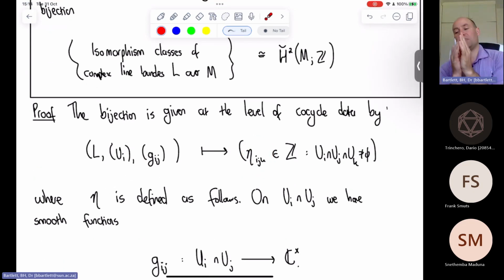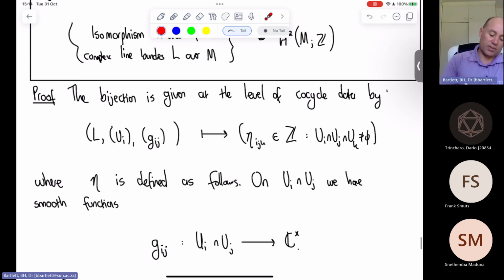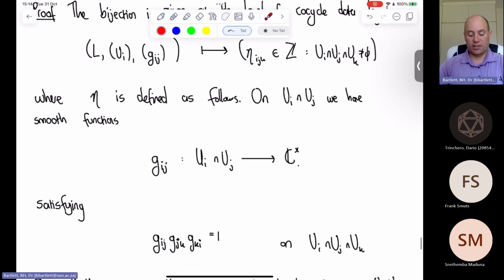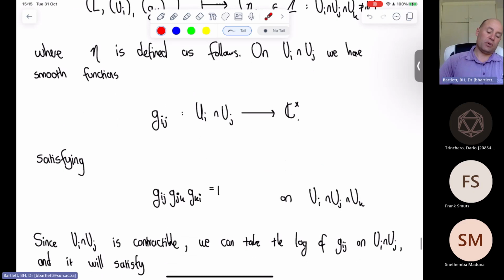Okay, how am I going to define this Čech 2-cocycle? Well, it has to be something which, to an ordered triple of indices, gives me a locally constant function on the intersection of those three open sets. So how do I calculate that? Well, first of all, we've got these transition functions for the line bundle. Good, they're defined on intersections, and they satisfy this equation, the cocycle equation, on the triple intersection. Now, since I'm working with a good cover, this double intersection is contractible.